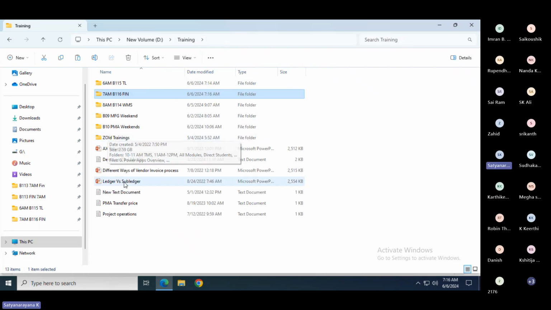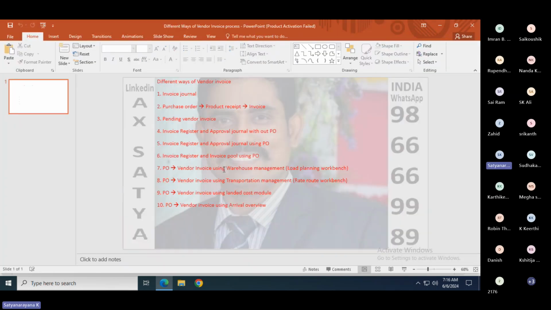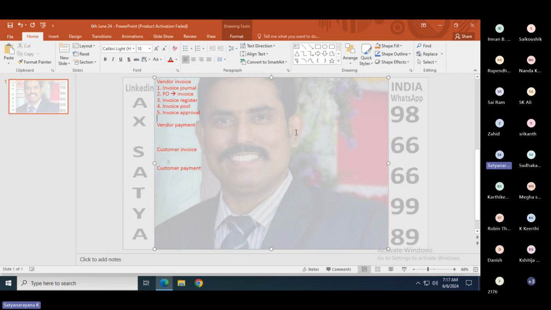There are some more, but they are not part of this. The landed cost module, you can use it. There are different ways: landed cost module, using warehouse management, using transportation management. There are so many options. Okay, so your focus now is the 5 different ways.